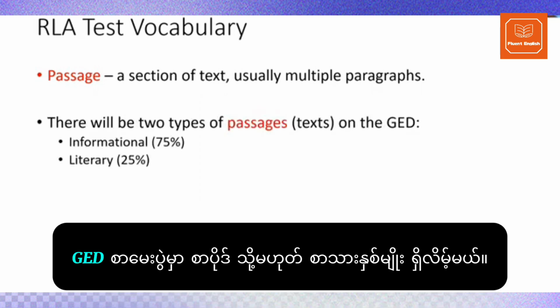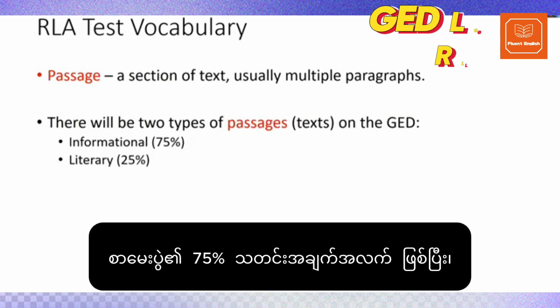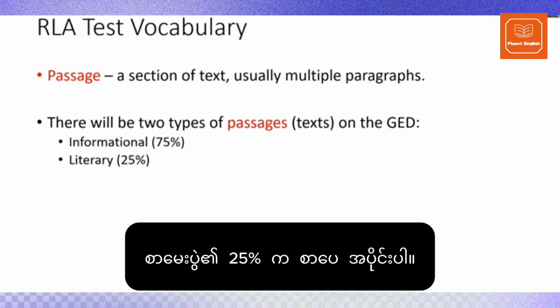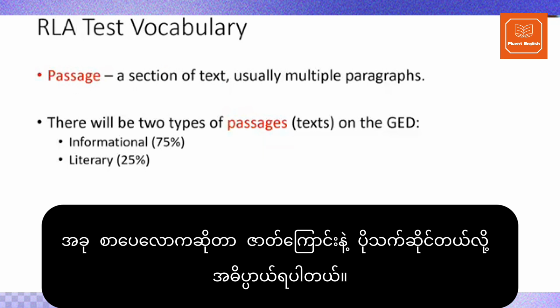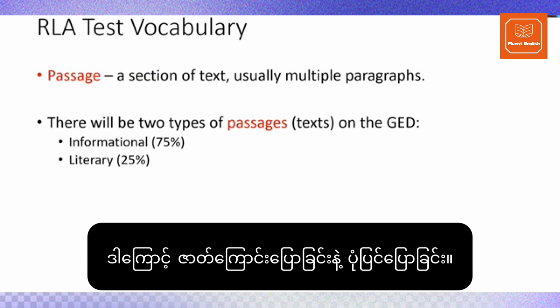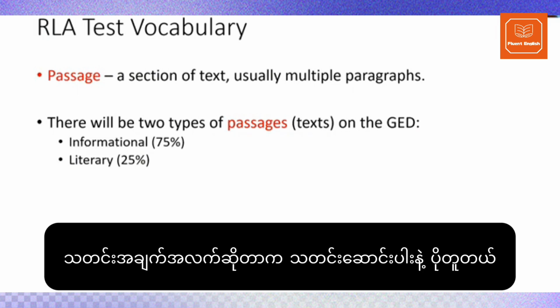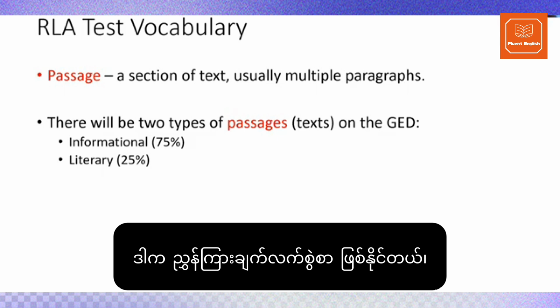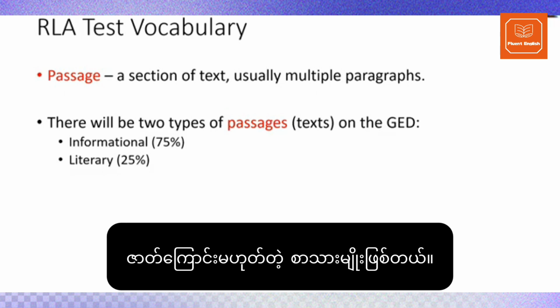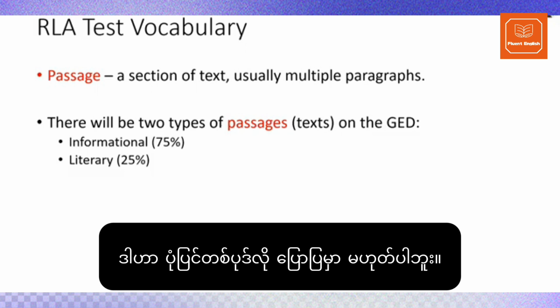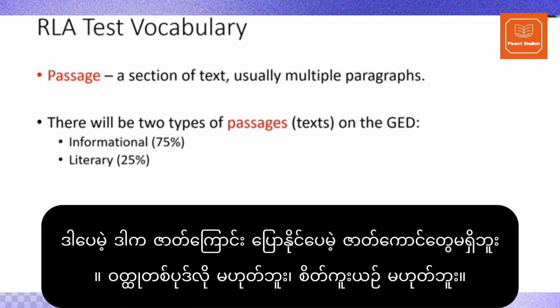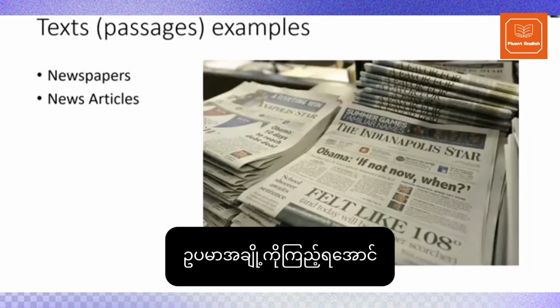Now, there will be two types of passages or texts on the GED. Informational, which is 75% of the exam, and literary, which is 25% of the exam. Literary just means more related to a narrative. So narration and storytelling, there's likely going to be characters. Whereas informational is more something like news stories. It can be instruction manuals, various types of text that isn't narrative. It's not necessarily telling a story, but it could be narrative, but it doesn't have characters. It's not like a novel. It's not fictional. Okay?